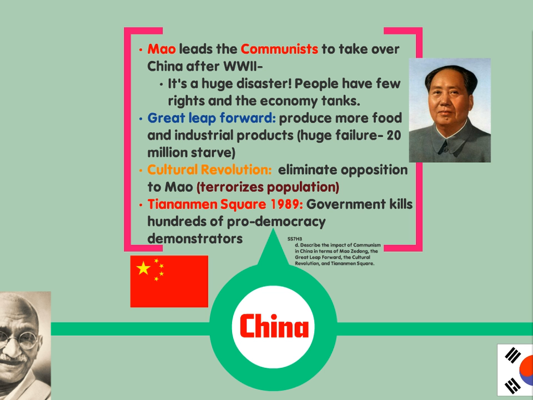And of course, we had to learn about the Tiananmen Square massacre of 1989. This is when the government of China killed hundreds, probably thousands, but we definitely know at least hundreds of pro-democracy demonstrators, people who were asking for more political freedoms in China.